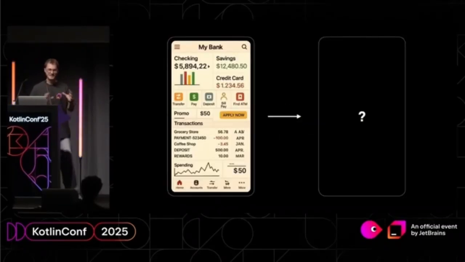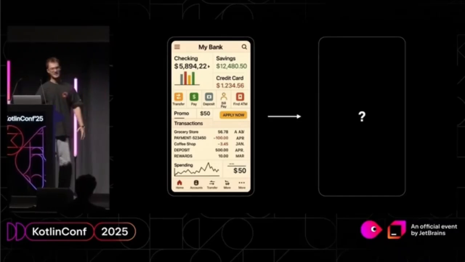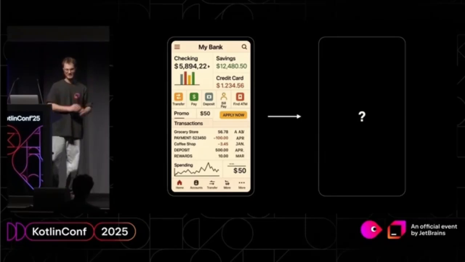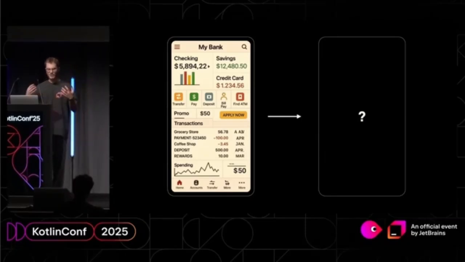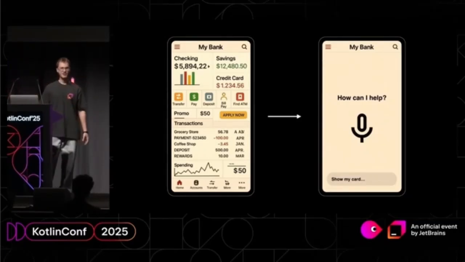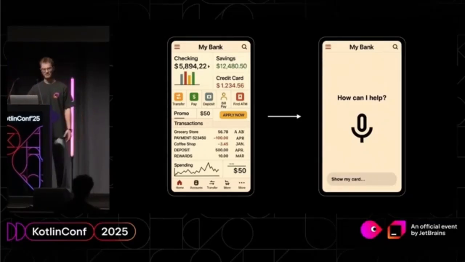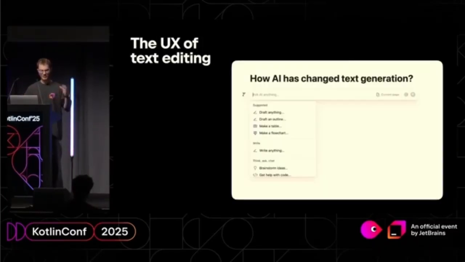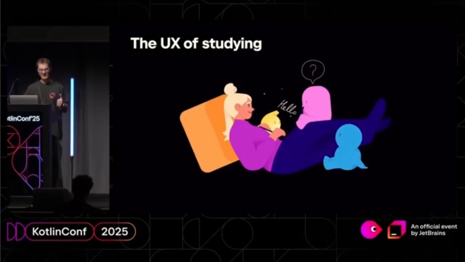Let's take a look at this classical banking application example. You see this: checking, savings, credit cards, transactions, many other different things. But actually, what users want is to solve their problem. For example, they can tell the helper robot, show me my credit card, and it will do it. So that's the idea.